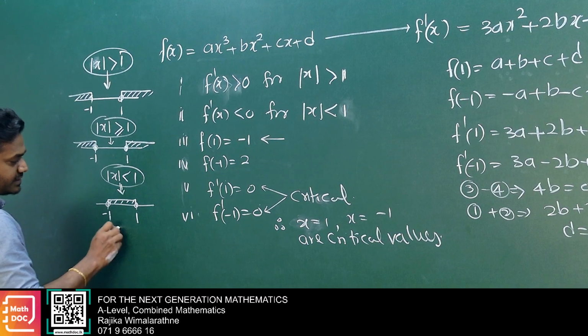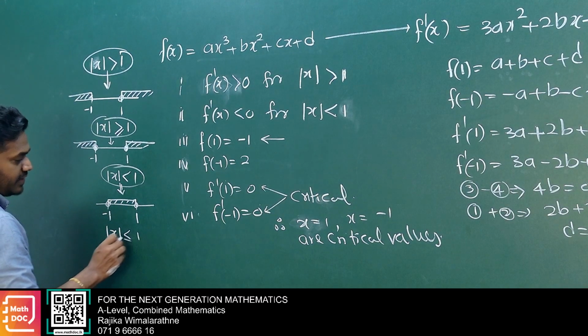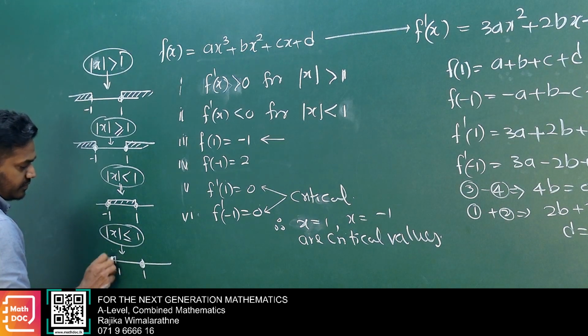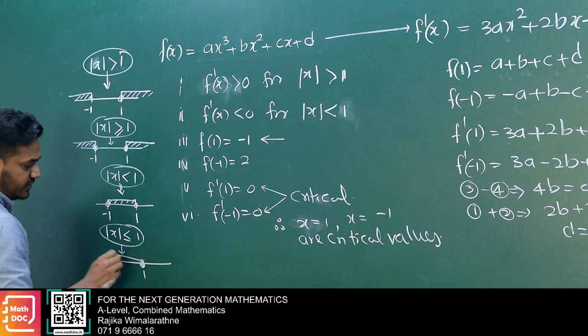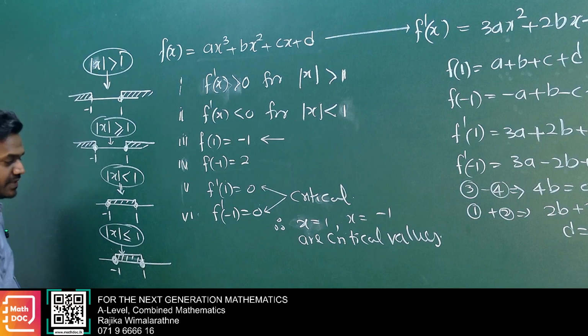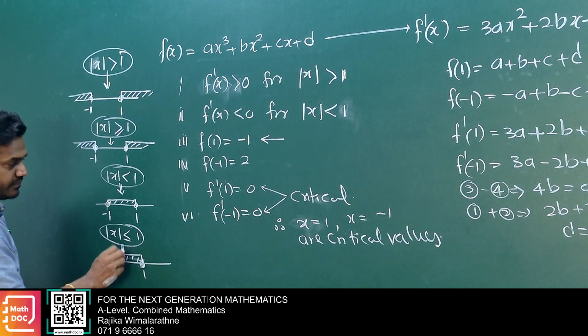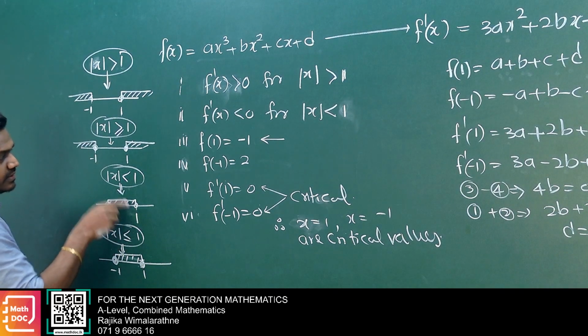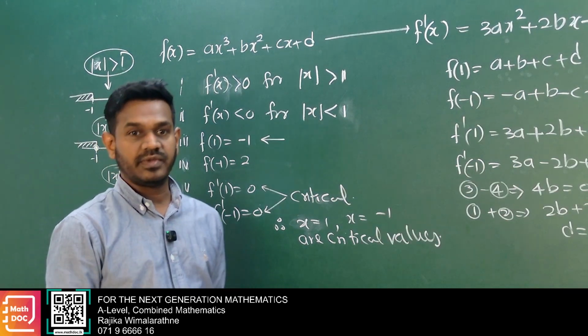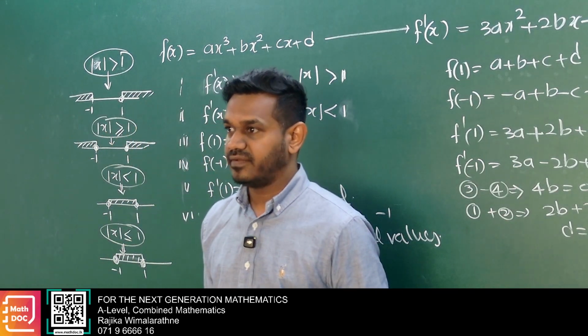Then modulus x less than or equal to 1 means take minus 1 and plus 1, include minus 1 and 1. So within this region that represents the minus 1 to plus 1 region with them included, no? Here 1 and minus 1 are not included in the other regions. Okay, you have to remember that. That is a very important thing.